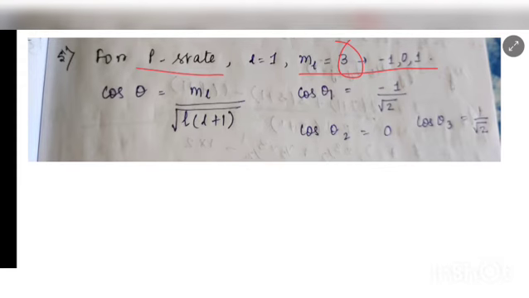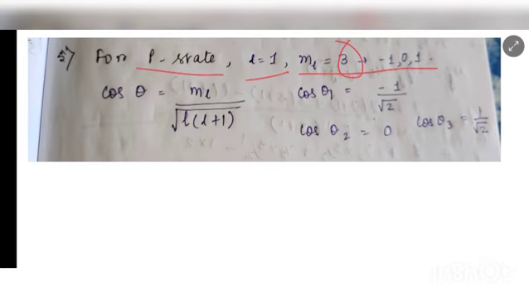Theta is the angle which the L vector is making with the rotational axis, okay? So cos theta equals ml by root L into L plus 1. So for p state, L equals 1. So we will get here what? Root L into L plus 1, that is root 1 into 1 plus 1. So we will get here root 2.